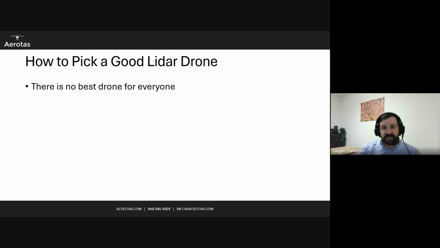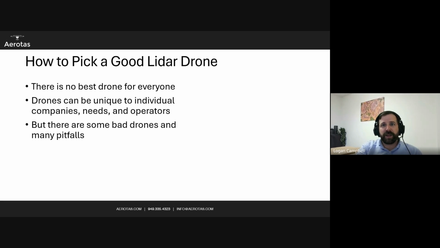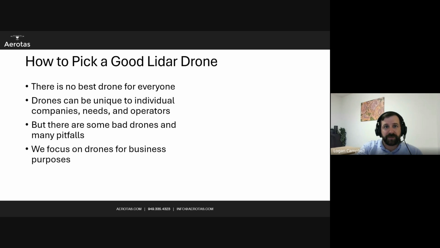People have different levels of skill, different budgets, different projects, project types that they need, and different requirements from their clients even. So there are numerous options available. Drones can be unique to individual companies, needs, and operators, but I will say there definitely are some bad drones and a lot of pitfalls for how you use them.